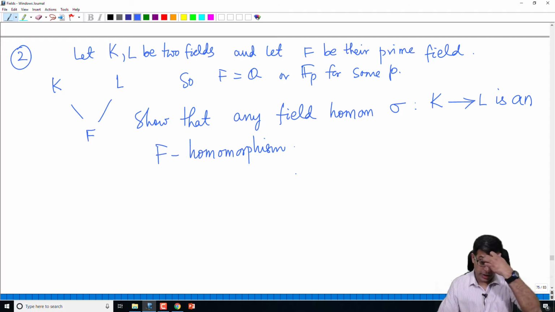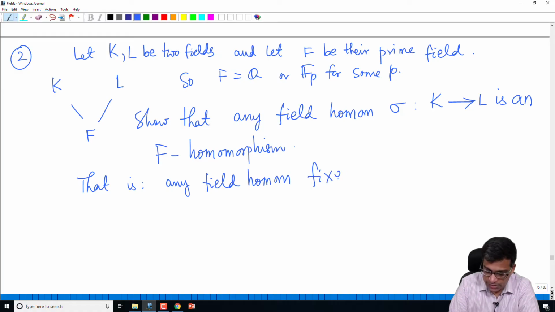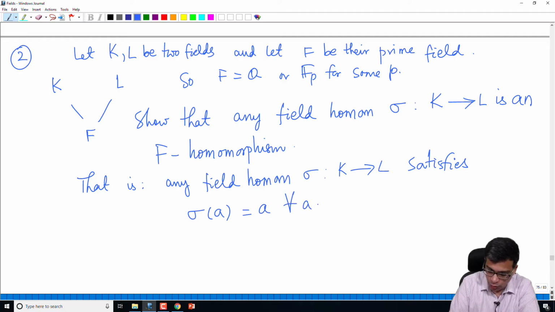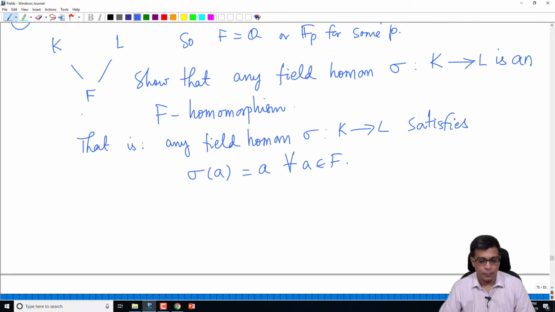Right? So in other words, any field homomorphism sigma from K to L satisfies sigma of a is equal to a for all a in F. That means it fixes every element of F. This is not true, remember, if you take an arbitrary field extension. If F is arbitrary and K and L are two arbitrary field extensions of F, not every homomorphism is necessarily an F homomorphism. This is only a statement for prime fields.